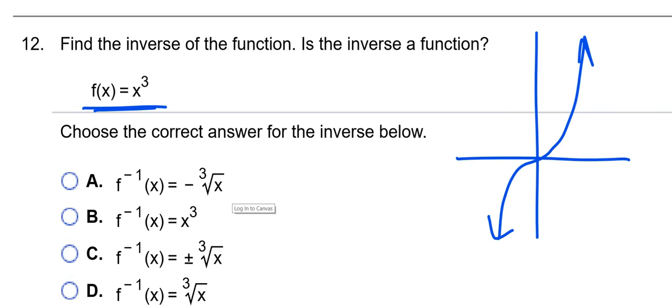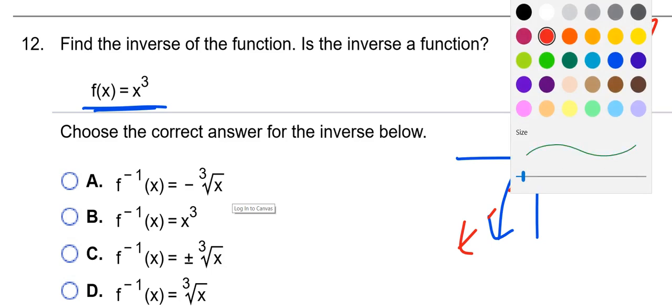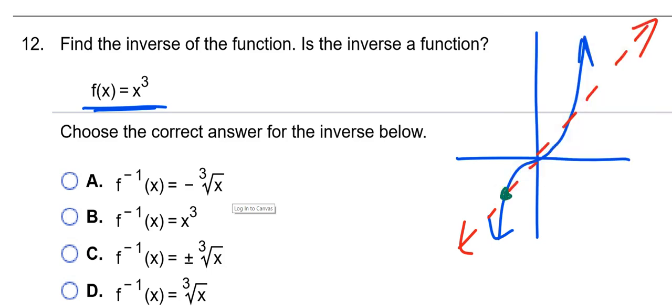Now, if we're going to look at the line y equals x that goes through it, and we're going to graph this thing, what's going to happen to that green dot, and that green dot? What's going to happen to those three? They're all going to stay exactly where they are.